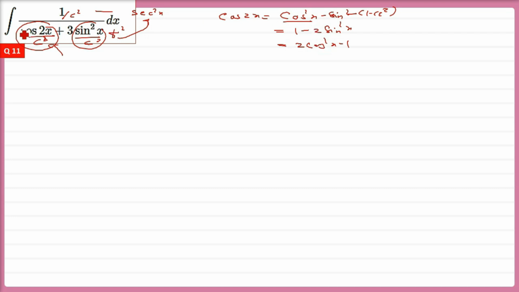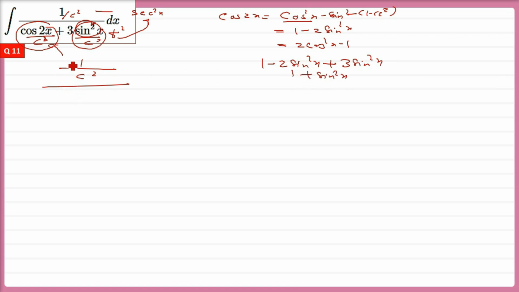But we have to see what is along with this cos 2x, which is 3 sin square x. So we will replace cos 2x in terms of sin square x. So I am writing this cos 2x as 1 minus 2 sin square x plus 3 sin square x, which is already there. So this will give you what? 3 minus 2 is 1. So 1 plus sin square x you got.